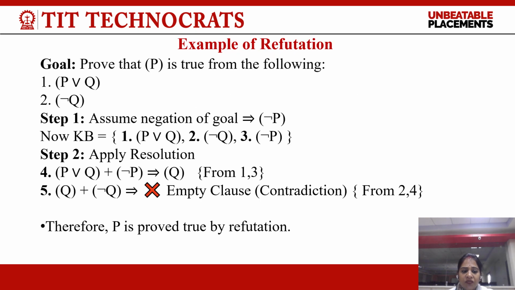Example of refutation. Let's prove P is true. So step 1, P union Q, step 2, negation Q. Now let's prove it. Assume negation of goal, that is negation P. So our knowledge base becomes P union Q, negation Q, negation P. Now we will apply resolution. From step 1 and step 3 we will get Q because P and negation P will be cancelled out. From second step and fourth step, Q and negation Q will be cancelled out and contradiction will be proved because we will get the empty clause. Therefore P is true by refutation.